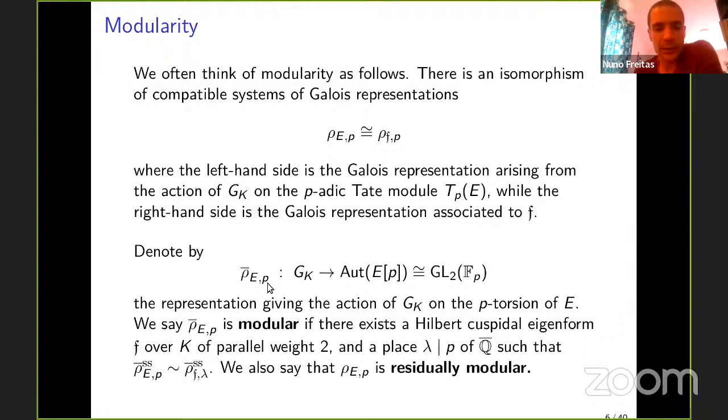And we will say that this residual representation is modular if there exists a Hilbert cuspidal eigenform f over K of parallel weight 2 and some prime ideal lambda dividing p, such that the semi-simplifications of the residual representations are isomorphic. So we take the representation arising in the p-torsion of the elliptic curve, and on the other side we take the residual representation attached to the lambda-adic representation attached to f. When this is true, we will say that the representation rho_{E,p} is residually modular.